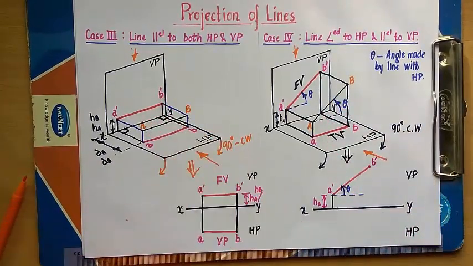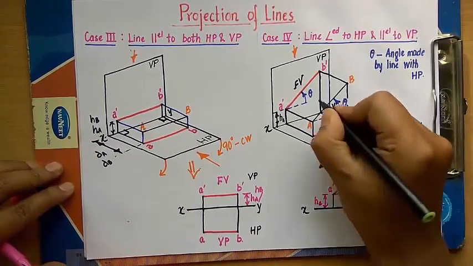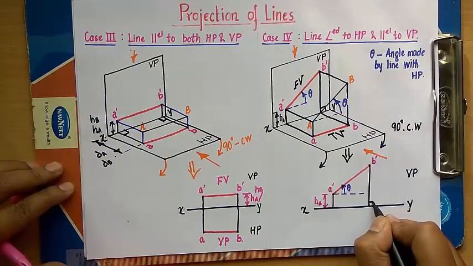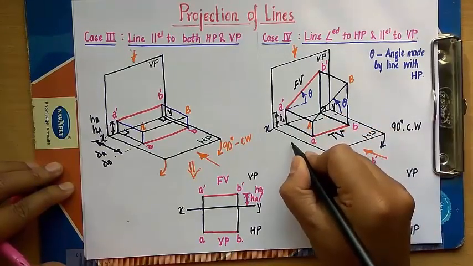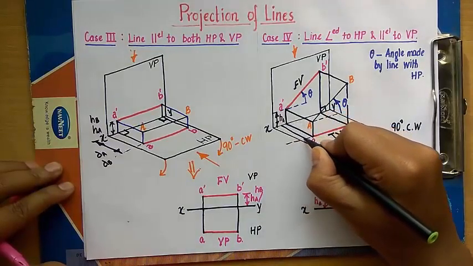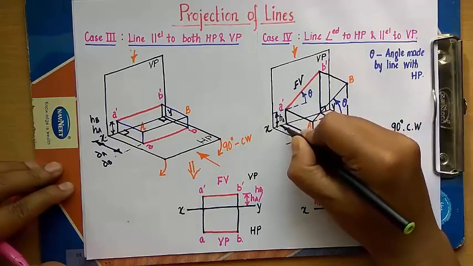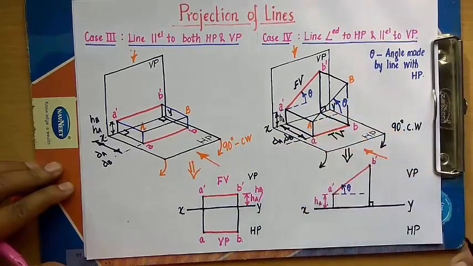Next thing to do is to draw this line over here, which goes in the downward direction. This angle is 90 degrees. Then come down below over here. This is what you call the distance of this point from the vertical plane, which is DA. You can also call this DB. Both the distances are the same since the line is parallel to the vertical plane.